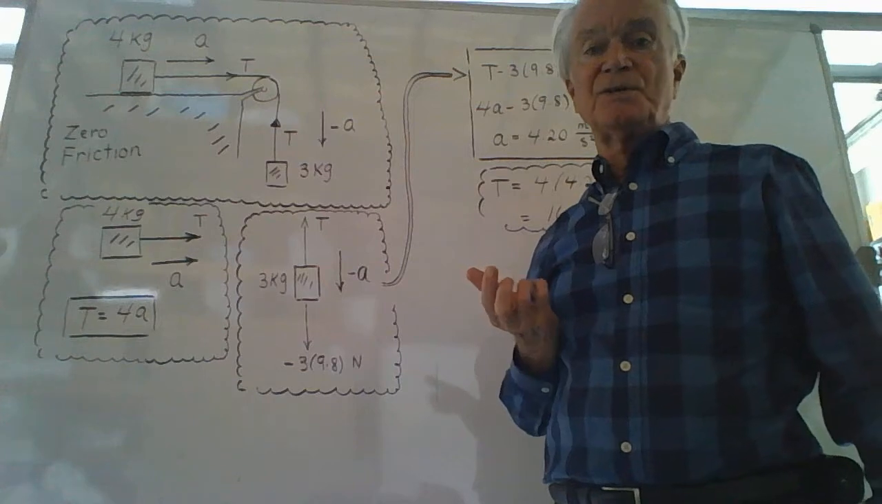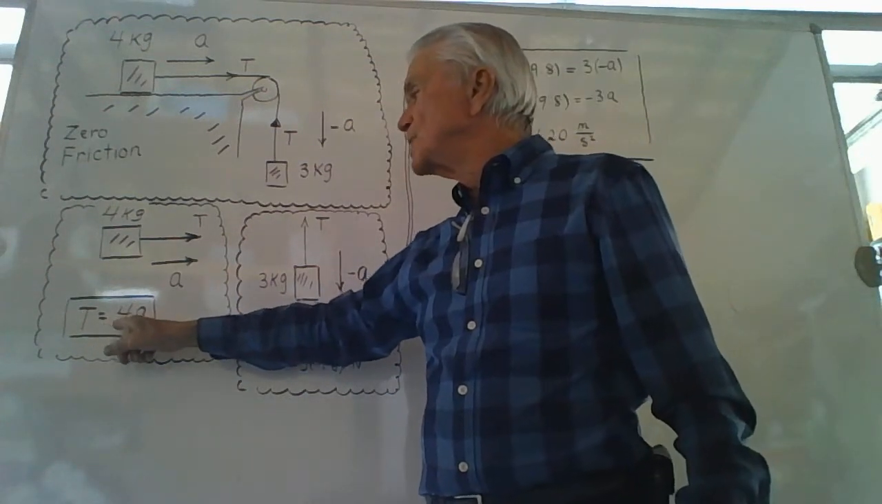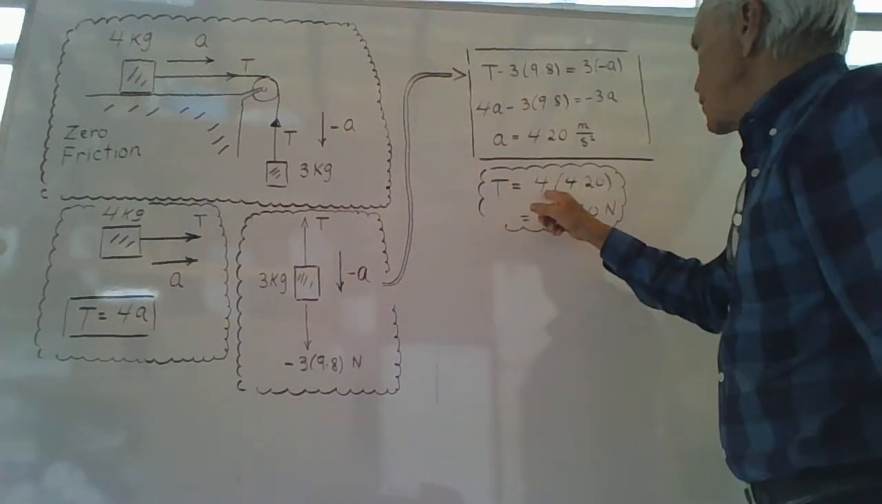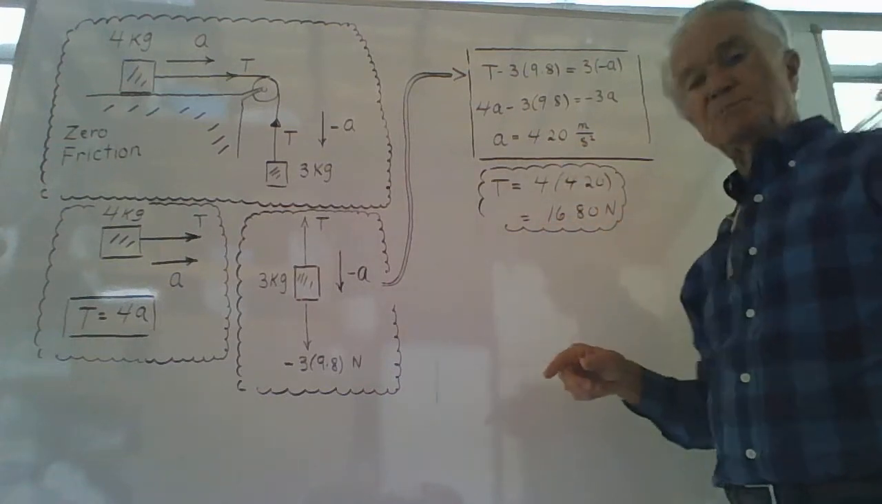Now let's get the tension. Simple matter. The tension we found earlier is 4 times whatever the acceleration is, and so here we go. T is 4 times that number. Final result is shown on the board.